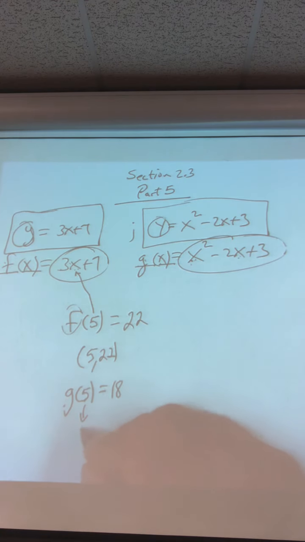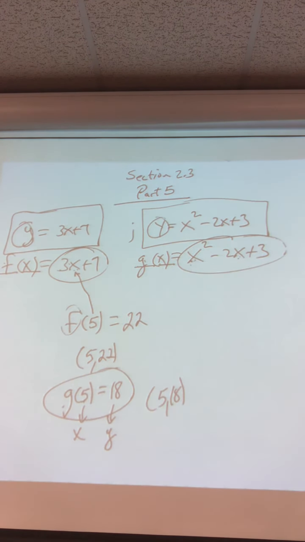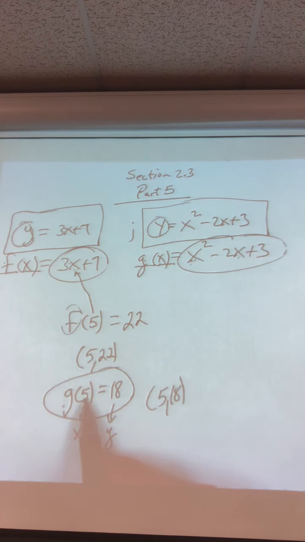This is your X. The answer you get out is your Y. So this is the same thing as (5, 18). It's the exact same thing. There's no difference, it just looks different. So that's the purpose in giving a function a name. So whatever's in the parentheses goes in X's place.